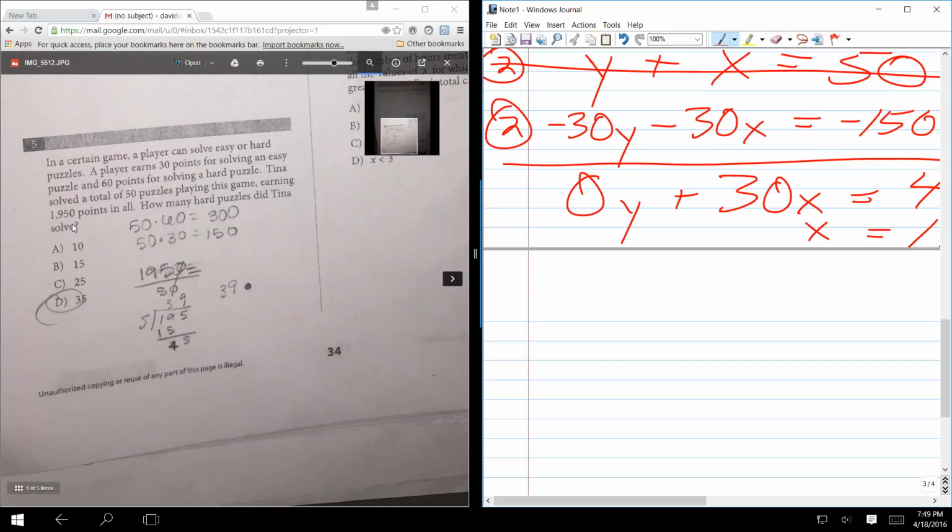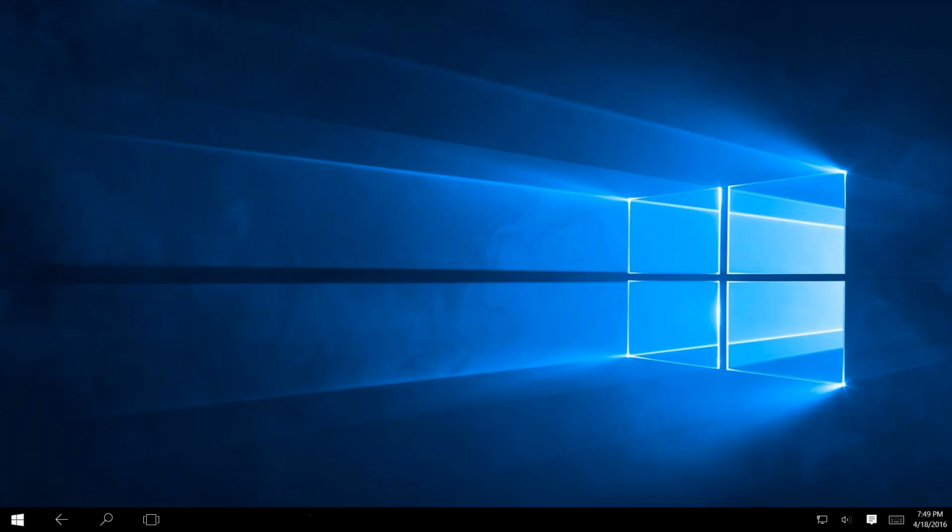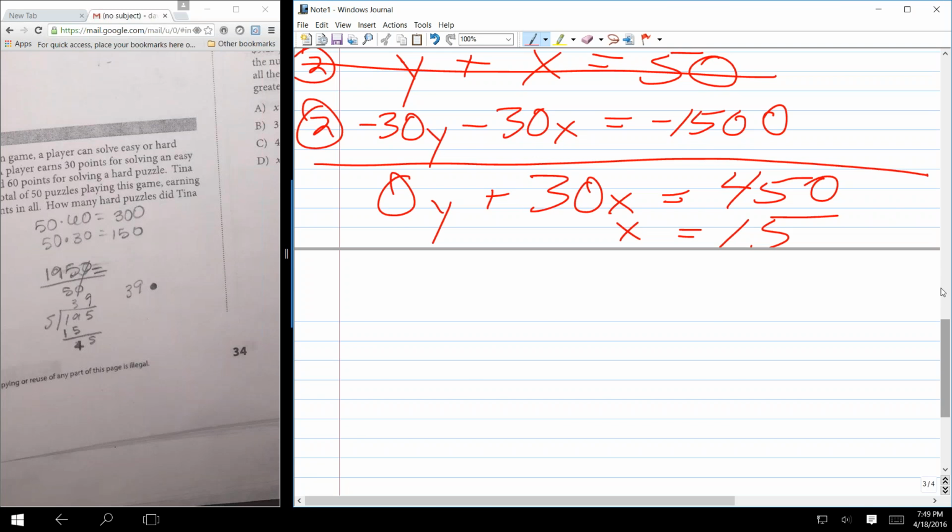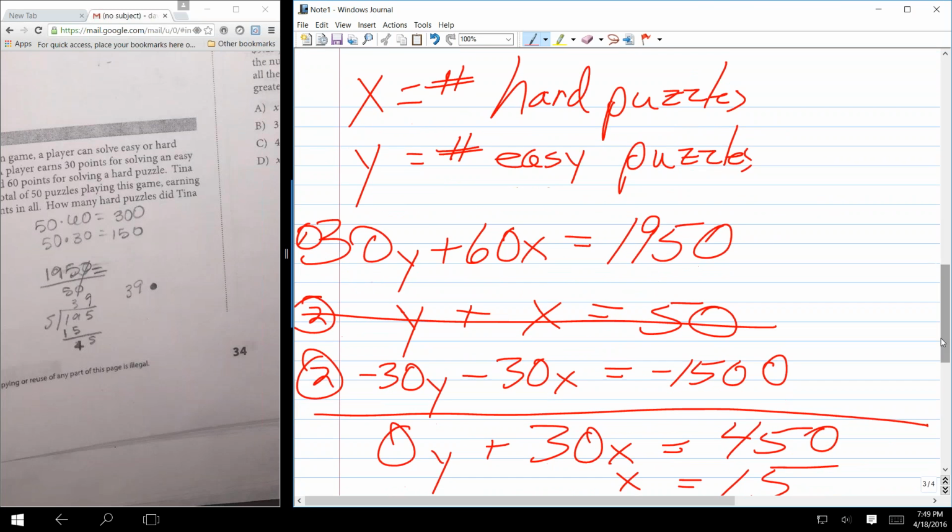Notice how easy the problem becomes if you start out by defining your variables. That's the most important part, always. You can't just say x is hard puzzles and y is easy puzzles. You have to say x is the number of hard puzzles, because only if x is the number of hard puzzles do you get this equation.